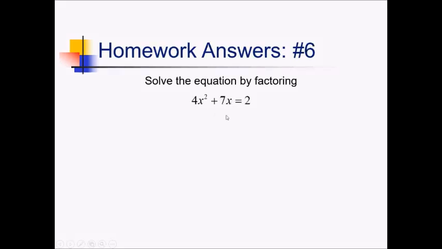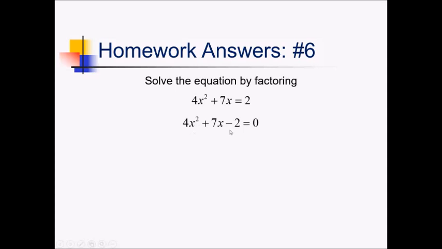To solve this equation by factoring, I need to get everything on one side of the equation. So let me just subtract this 2 over here to the left side. That leaves 0 on the right side. And I have an a value here that is not 1. So if I try to take out a common factor, I notice that I can't do that. So that means I'm going to have to use either guess and check or the AC method.